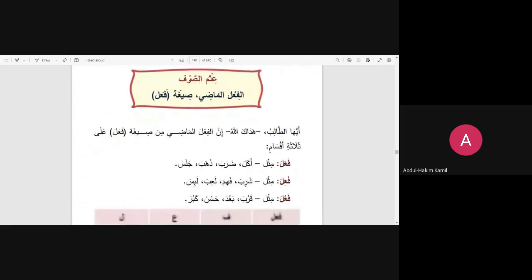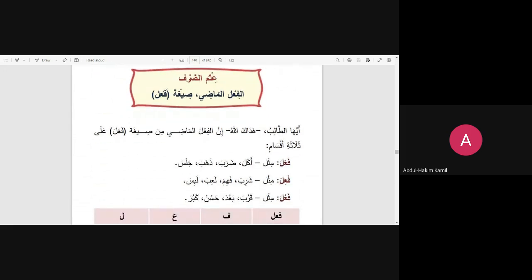So tomorrow we're going to look at these different scales. It says, Ayyuha talib, O student, hadaka Allah, may Allah guide you. Inna al-fi'l al-madi min siga fa'ala ala thalathati aqsam. The past tense verb on this scale, fa'ala, and that's what we're studying.